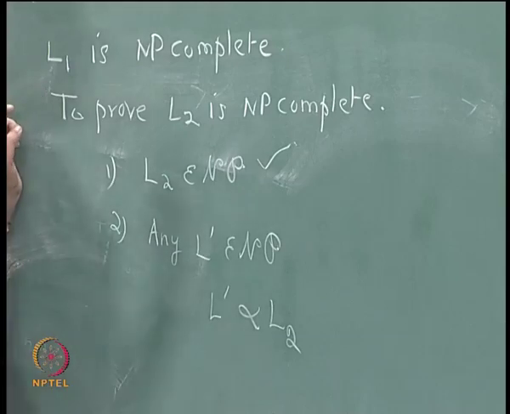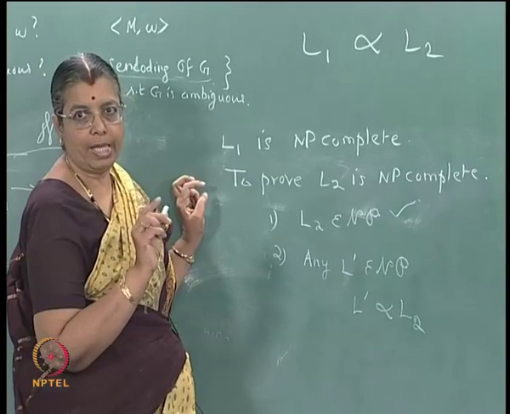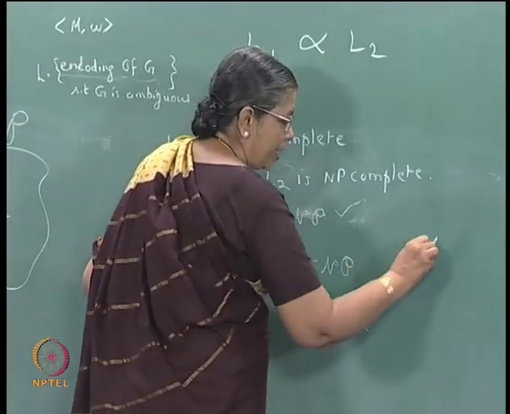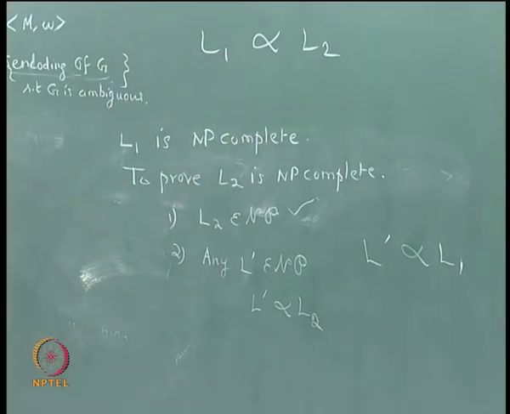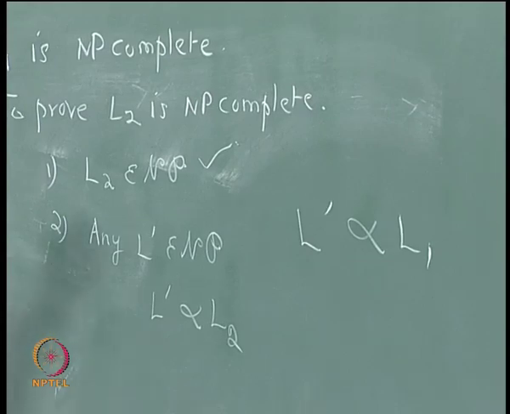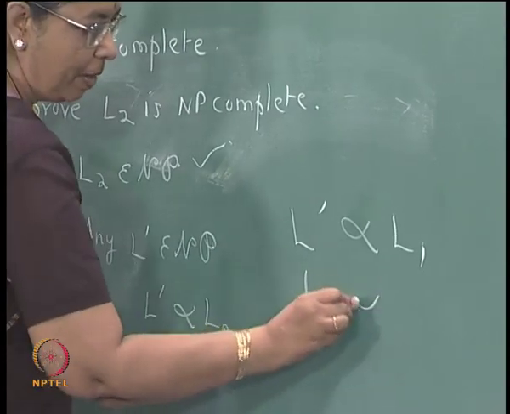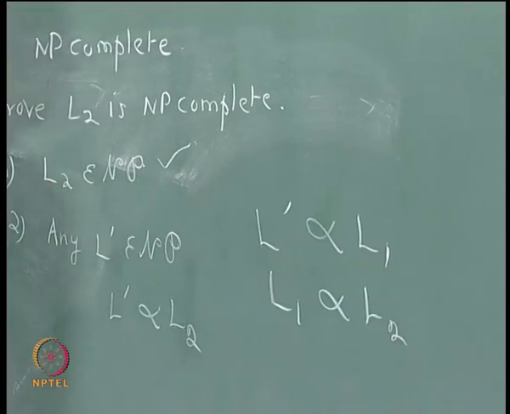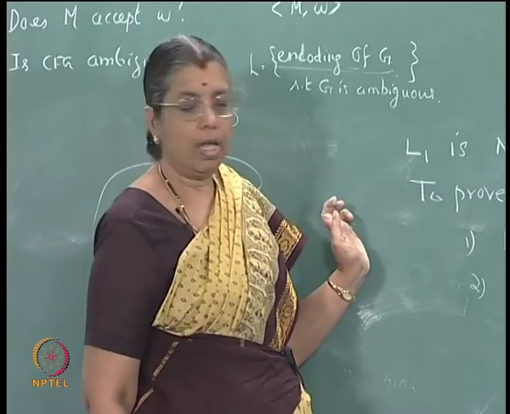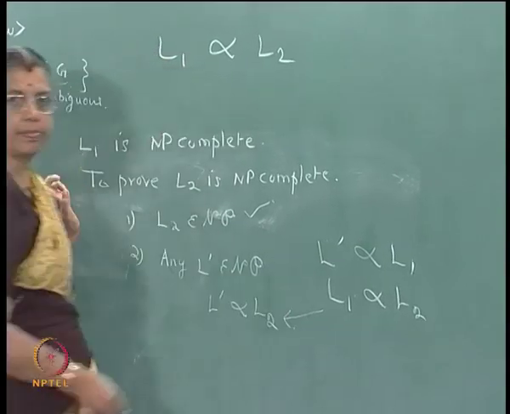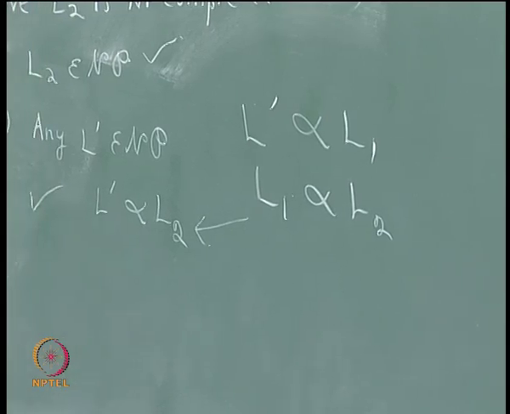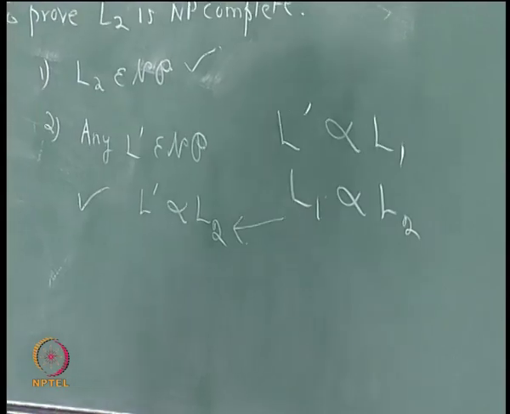But L1 is NP complete. We already know L1 is NP complete. So L dash, if you take, is polynomially transformable to L1, and it is given that L1 is polynomially transformable to L2. So, by transitivity you get this. So, the second condition is also satisfied. So, that is this lemma.